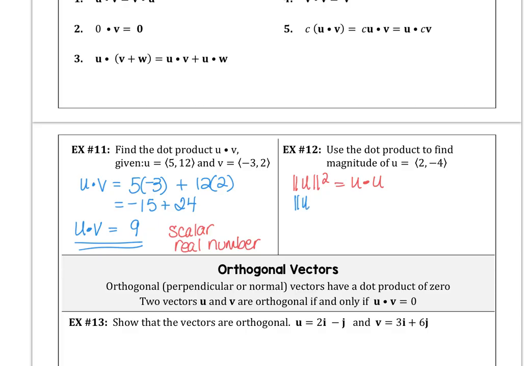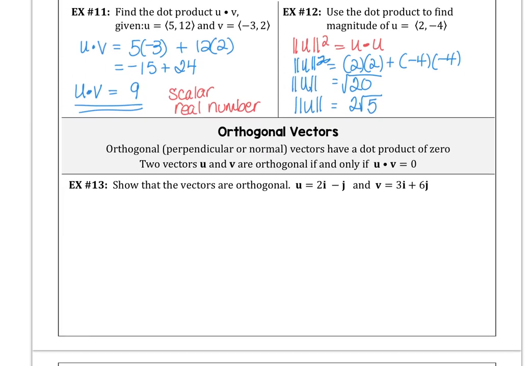So u squared is 2 times 2 plus -4 times -4. That's 4 plus 16. 4 plus 16 is 20. And if you take the square root, you'll get the square root of 20, the magnitude of u, because this is the magnitude squared. So 20 is 5 times 4. The square root of 4 is 2. So the magnitude would be 2 square roots of 5.